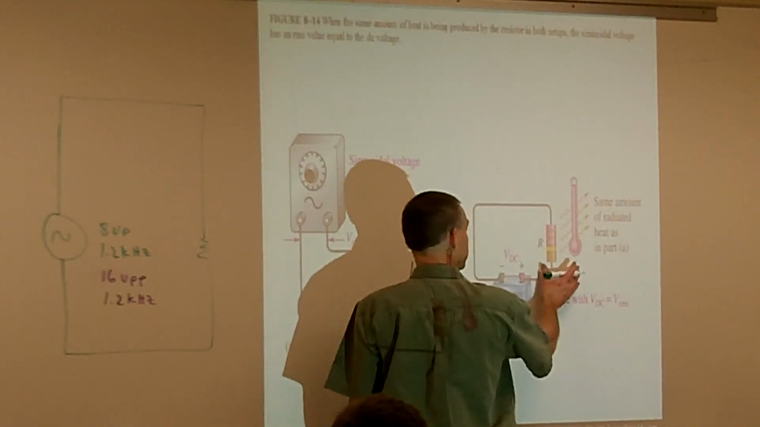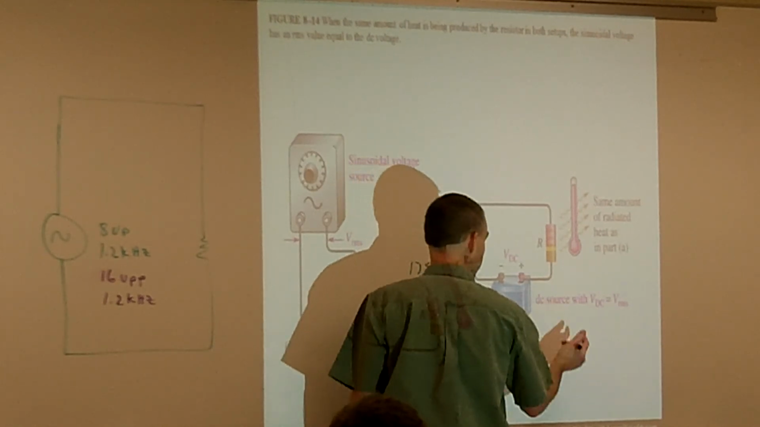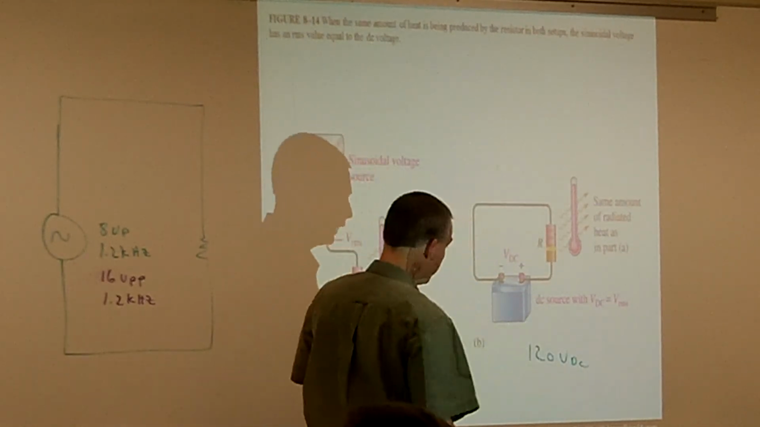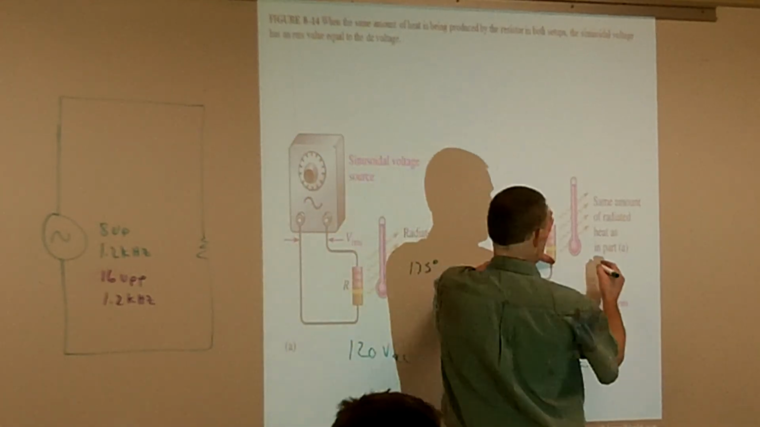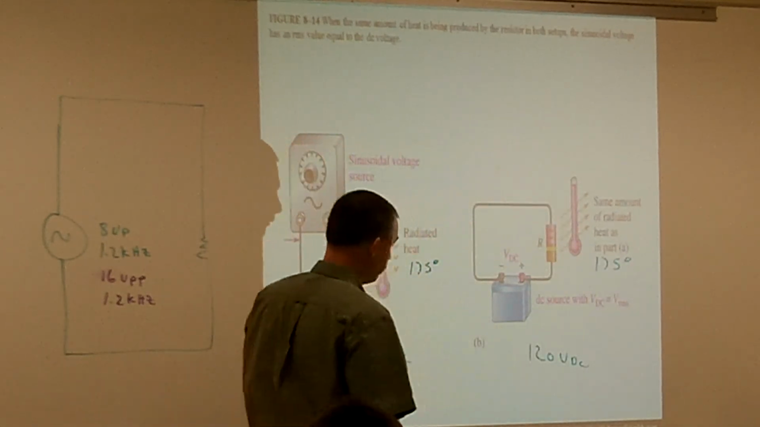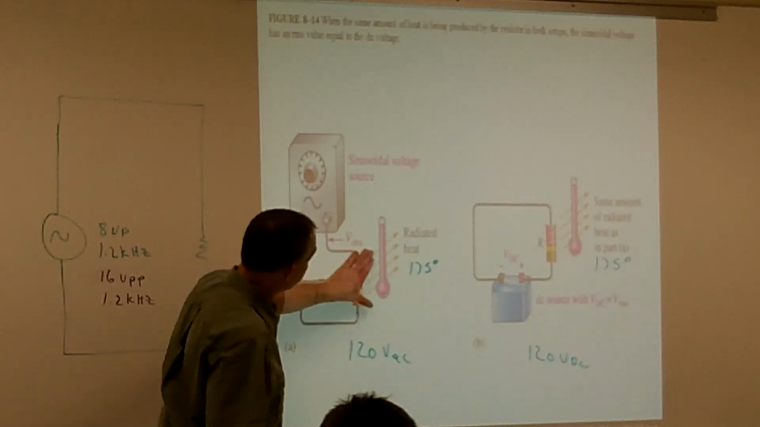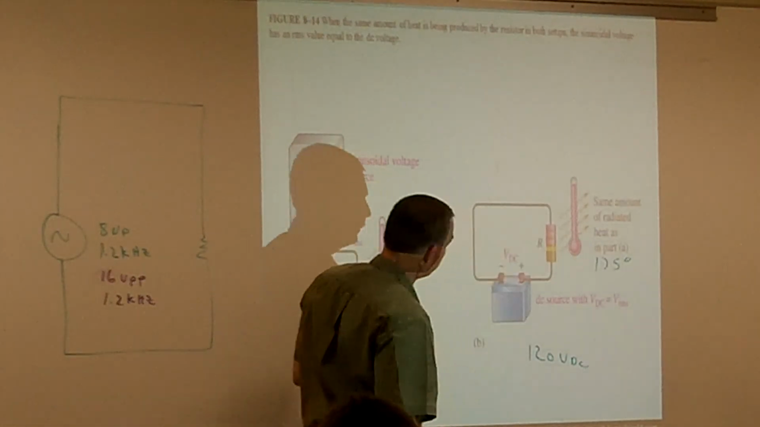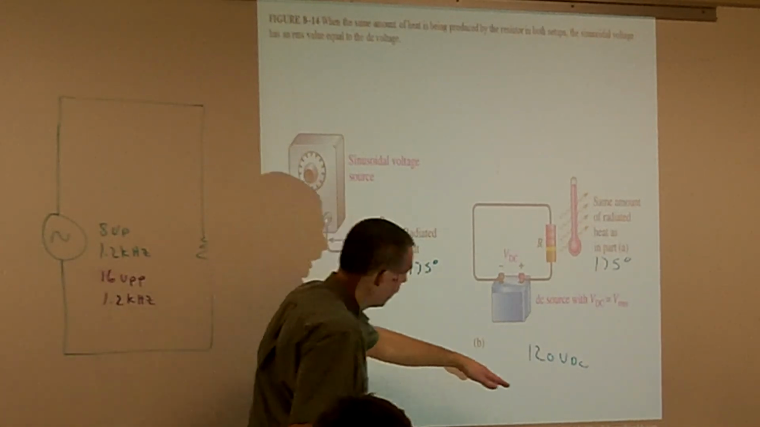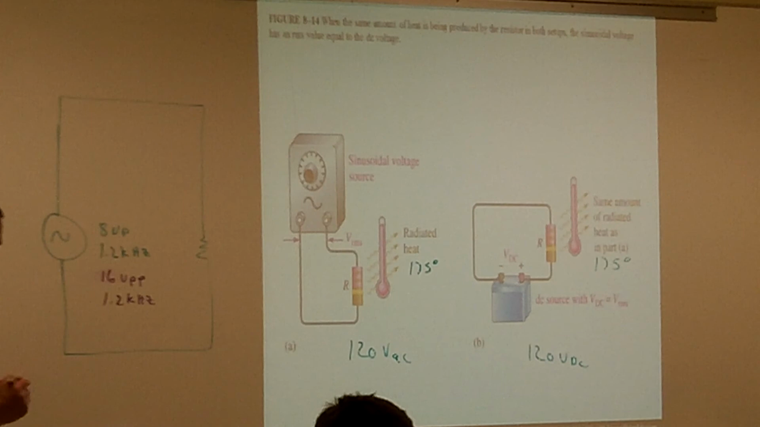That same resistor, hooked up across a DC voltage supply at 120 volts DC, my direct current, would heat up to the same temperature, 175 degrees. That's my RMS value. That's the amount of heat being produced by a component at the same voltage. 120 volts AC heats that resistor the same as 120 volts DC.